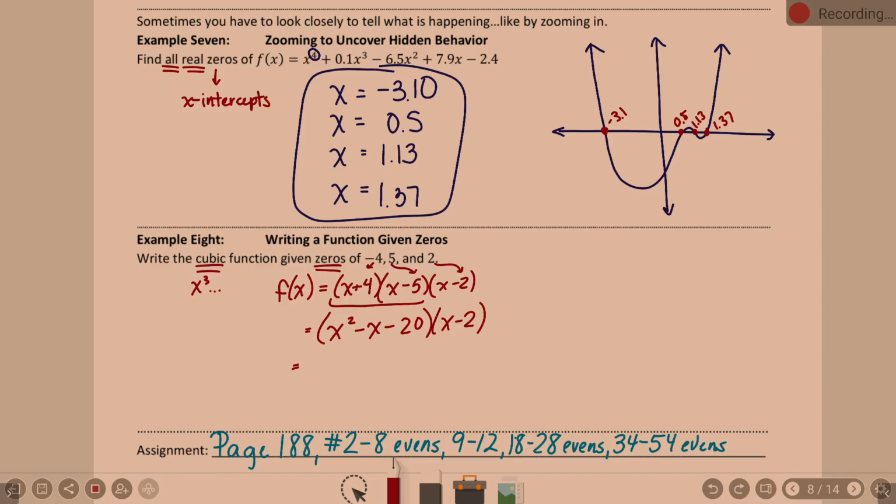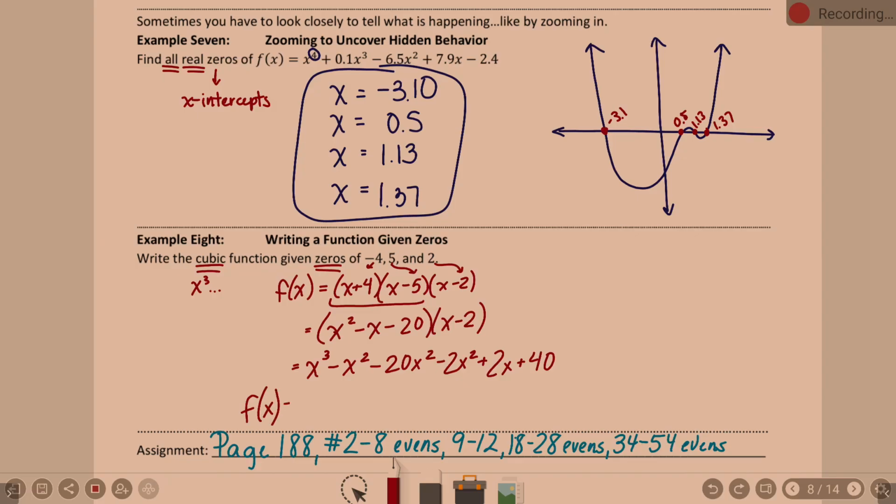If I multiply the x through, x times x squared, x cubed. X times minus x squared. X times minus 20, minus 20x. Then if I distribute the negative 2 through, negative 2 times x squared, negative 2x squared. Negative 2 times negative x is plus 2x. Negative 2 times negative 20 is plus 40. Clean up and you're there.